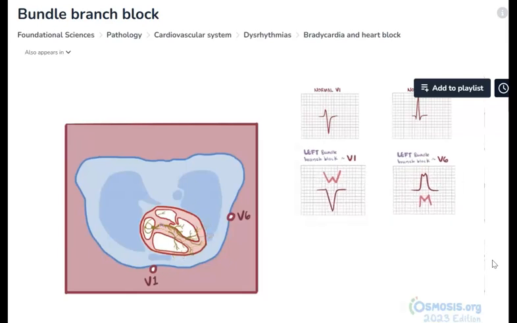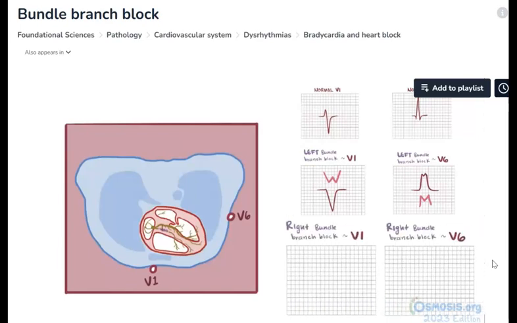Alright, now let's say that there's a block in the right bundle branch. The first part is actually similar to the normal situation, right? So the septum depolarizes from the left bundle branch toward the right ventricle, so toward and positive in V1 and away and negative in V6. Next, the left ventricle depolarizes, and you get a negative deflection in V1 and a positive deflection in V6.